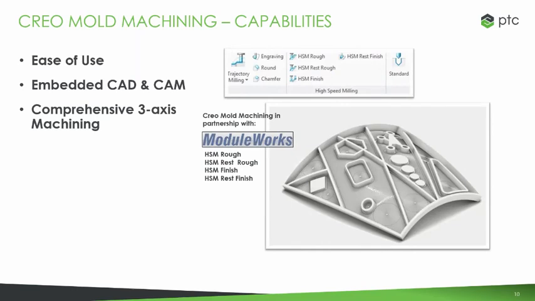We have comprehensive 3-axis machining. So that means we have 3-axis trajectory toolpath, comprehensive hole making sequences. So you don't have to waste any time creating your own hole sequences if you don't want to. Those come standard. We also have high-speed machining that is powered by ModuleWorks. So it's really high-tech, high precision for adaptive roughing, rest roughing, finishing, and rest finishing. So again, this intelligence, the precision, the calculations, they're all built and done for you ahead of time.